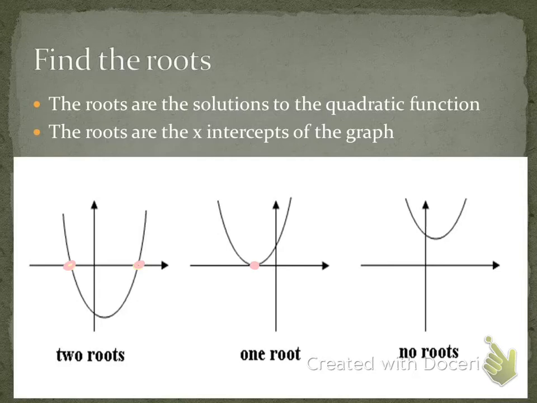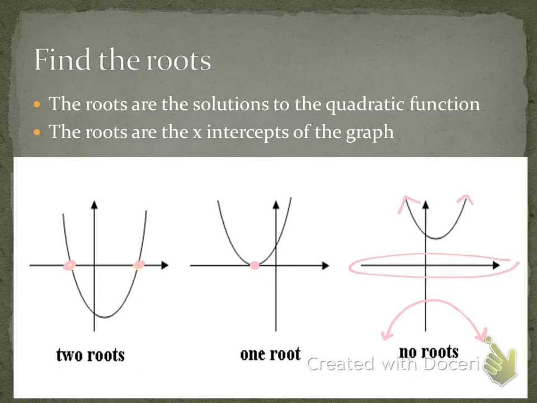Some graphs will only have one root because this graph right here only touches the x-axis at one place, and some graphs will have no roots at all. Look at this. Does this graph ever touch the x-axis? No. And it's going up, so it never will. Sometimes my graph will look like this. Is it touching the x-axis? No, because it's going down and it never will.